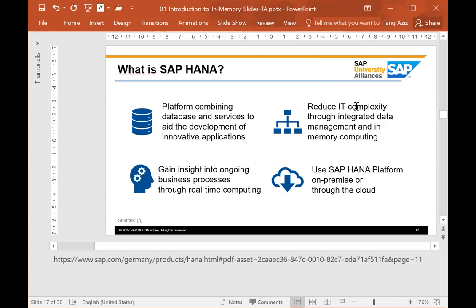It reduces the complexity, because we are managing the data in in-memory computing. It removes the aggregation, it removes the indexing, it removes so many things. It saves a lot. And we can do the processing directly on the data. HANA is available in the cloud and also on-premises, so you can have it in your company.